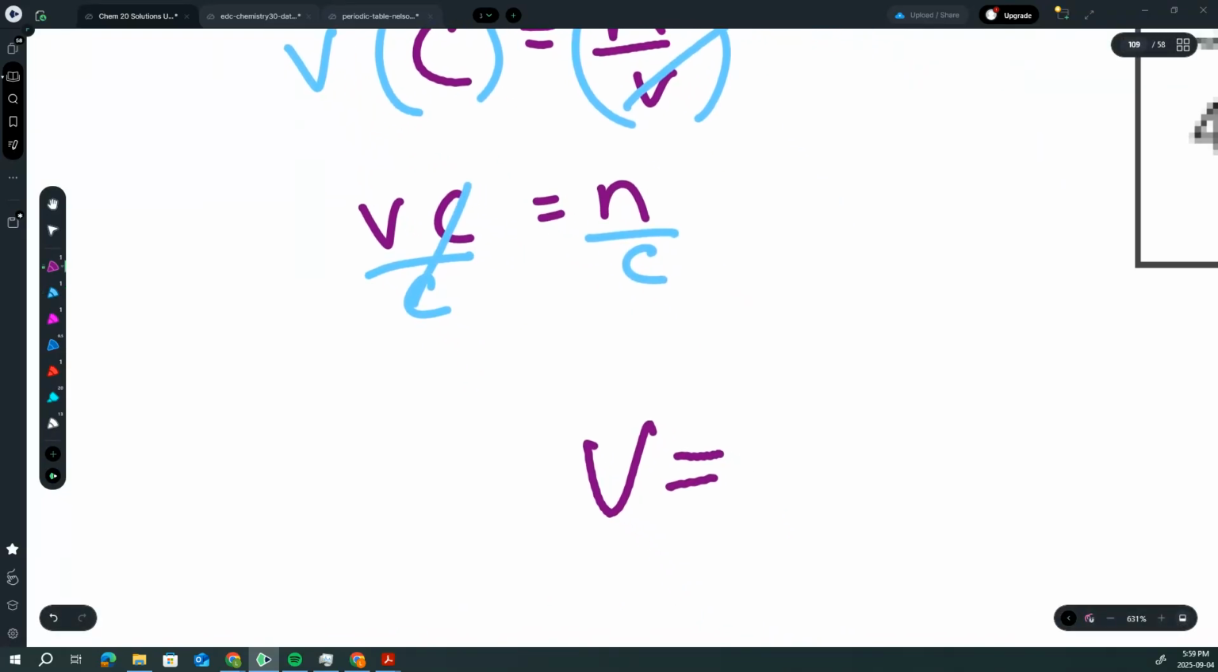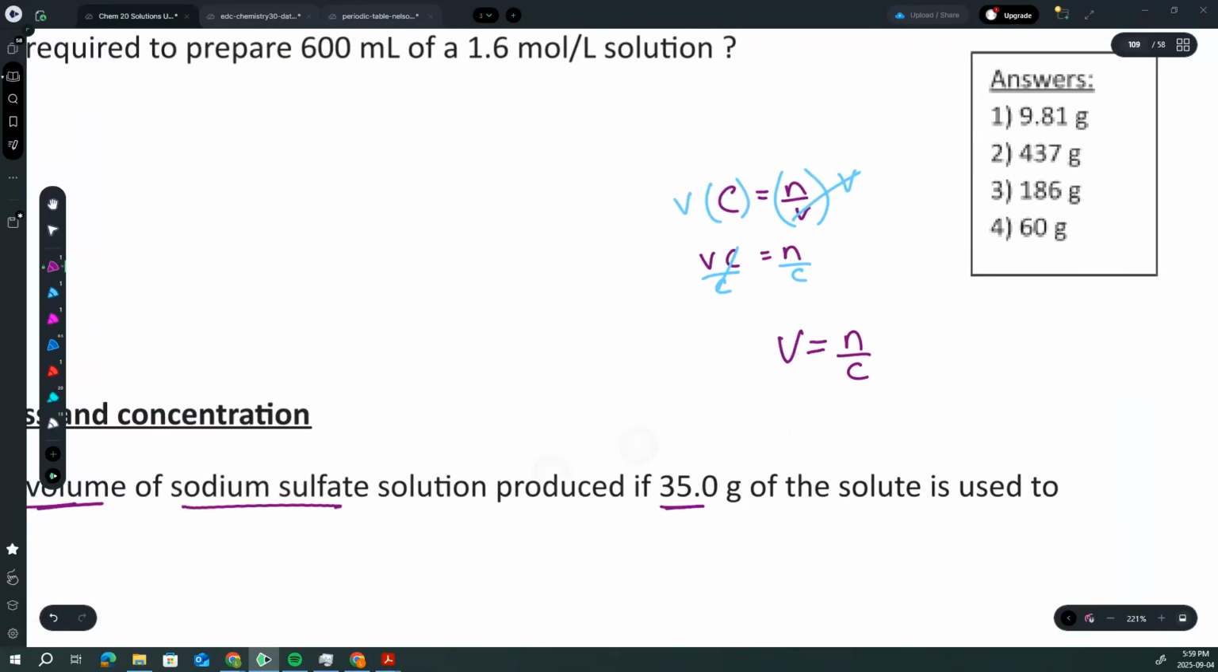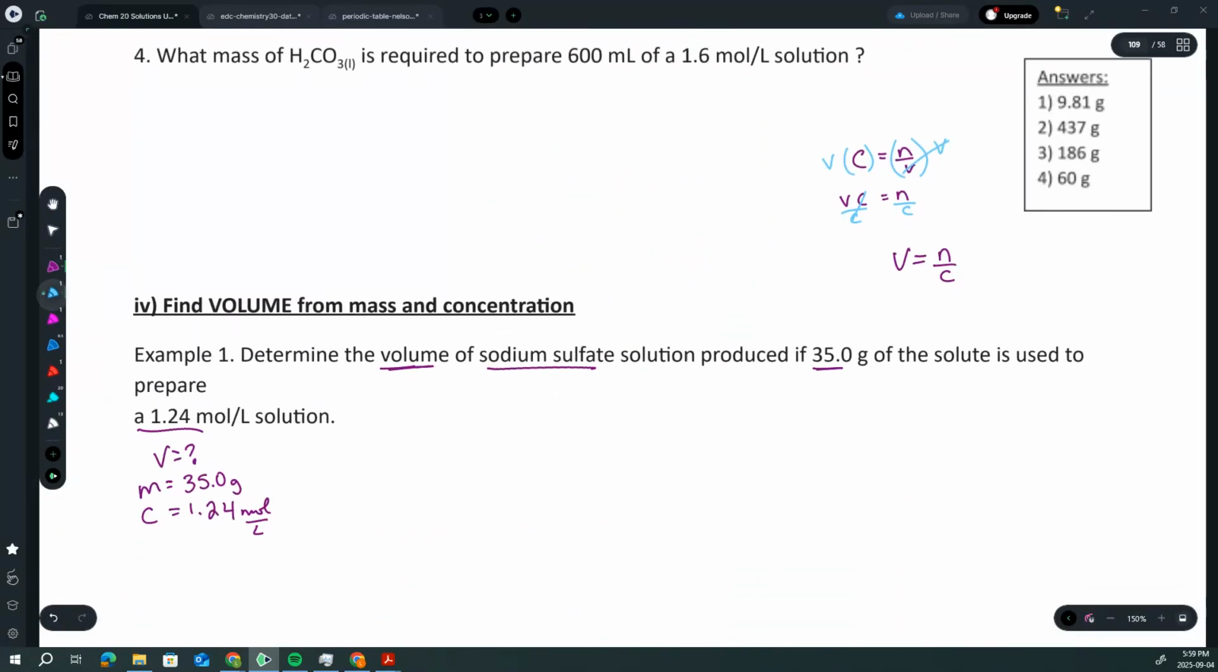So now we have volume is equal to moles divided by concentration. Okay, so if we look at our list of givens, we're asked to find volume, but we don't have moles, but we do have concentration. So since we have two unknowns here, we can't use this formula. Instead, what we have to do first is convert mass into moles so that we can use this formula.